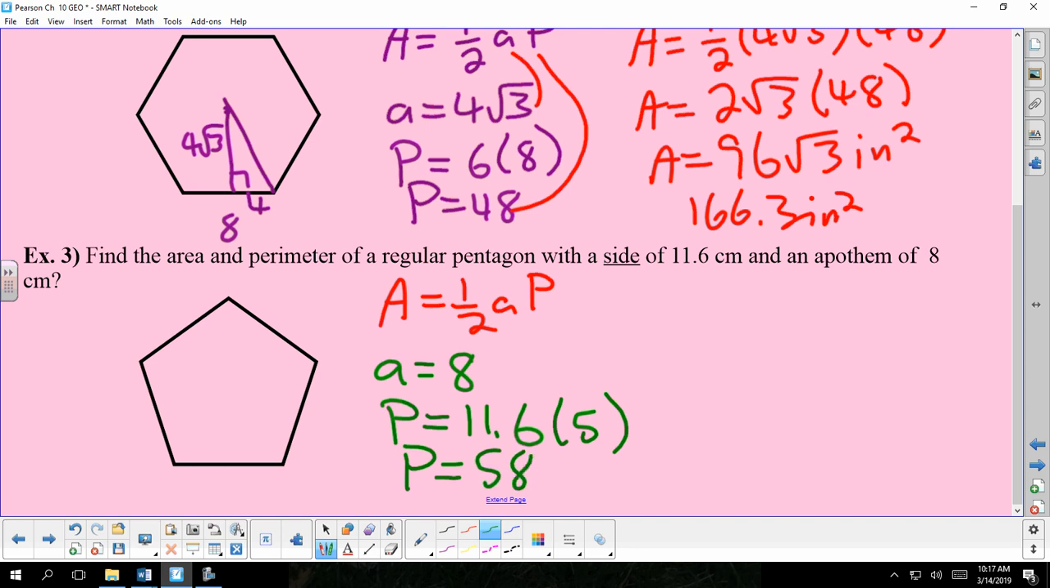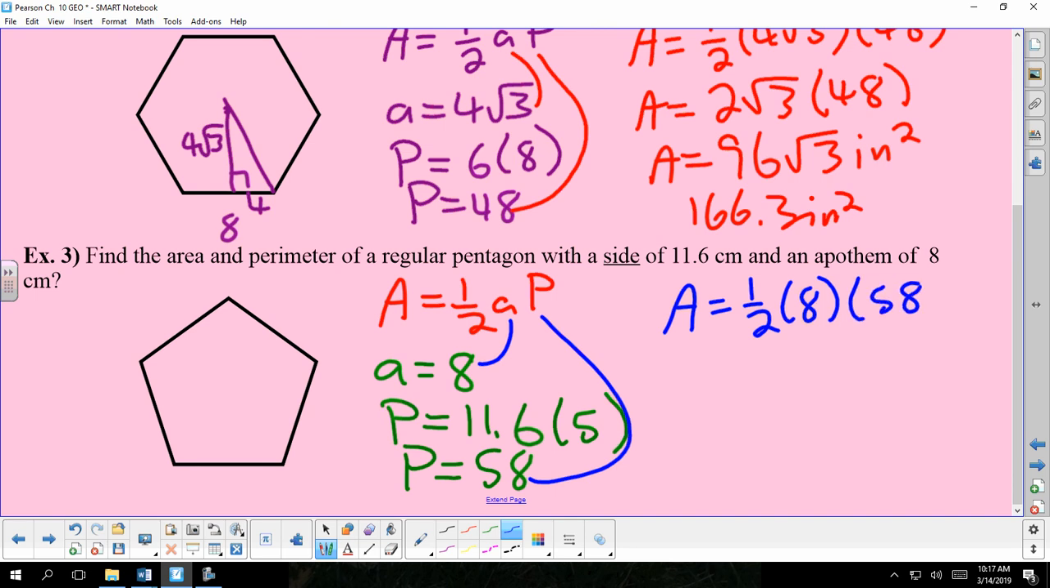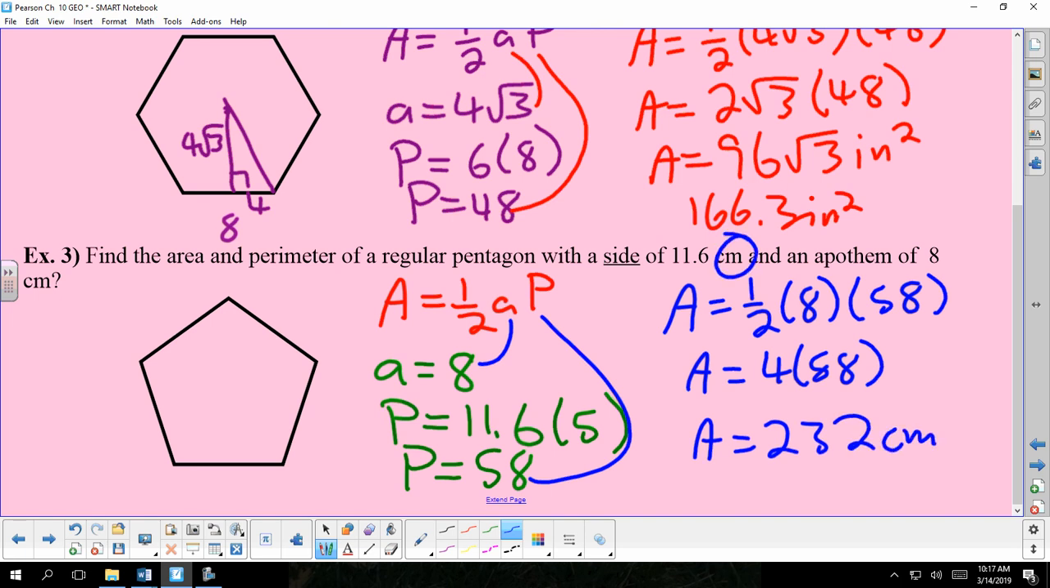And then I just plug both those in. Area equals 1/2 times 8 times 58. Area equals 4 times 58. Area is 232, and we have centimeters squared. So real easy if I'm given a side length and the apothem. And oftentimes we're going to have to solve this. Moving on to our next example.